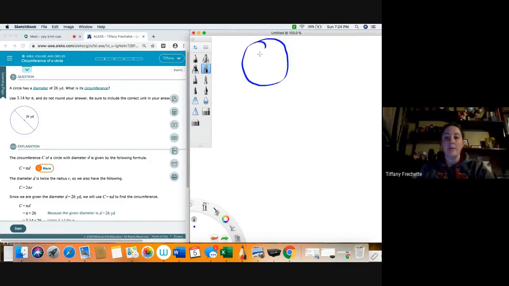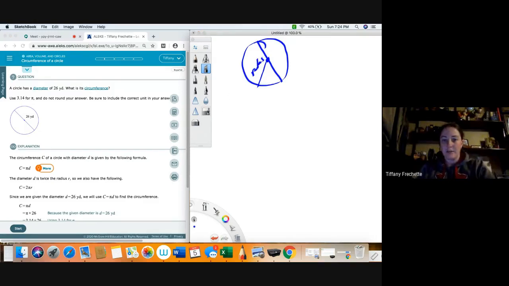If we were to unravel this circle and lay it out as a line, what would the length of that line be? That's what circumference is. First, we have two definitions to talk about here. We have a radius.